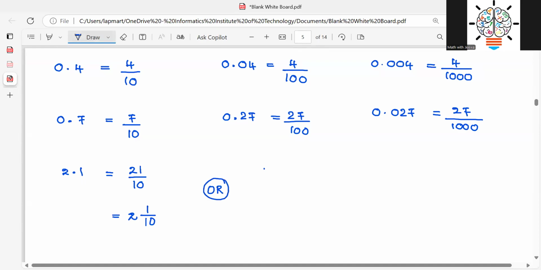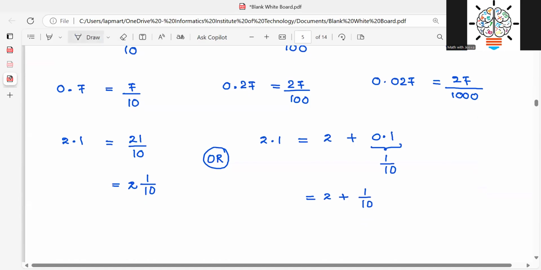Or, I will tell you what to do. 2.1, I write it as 2 plus 0.1. 0.1 I can write as 1 over 10. Then I write 2 plus 1 over 10. That means the final answer is 2, 1 over 10.